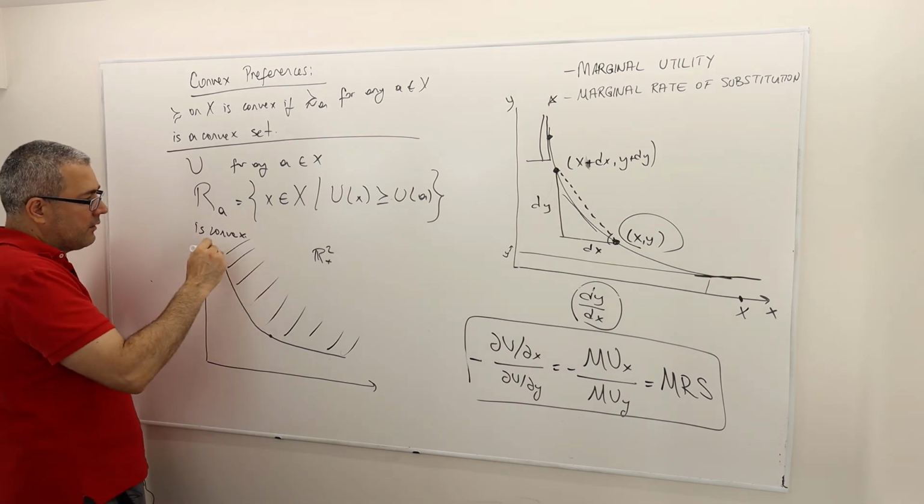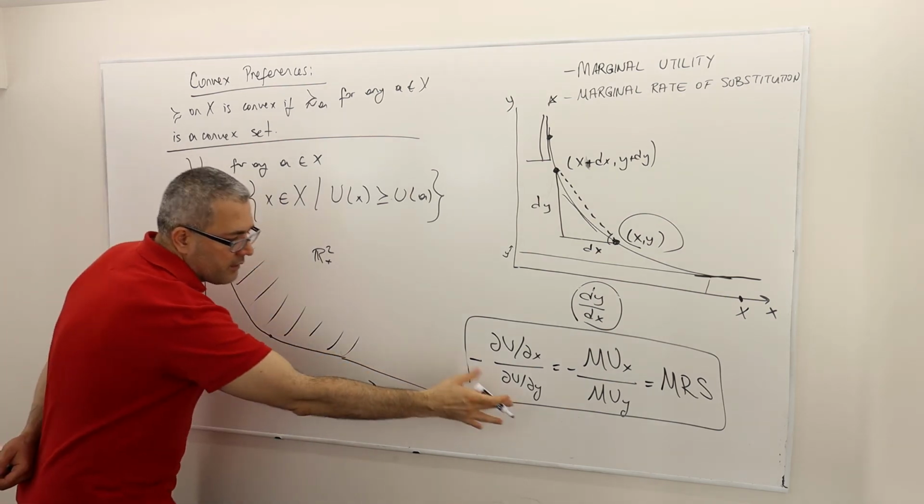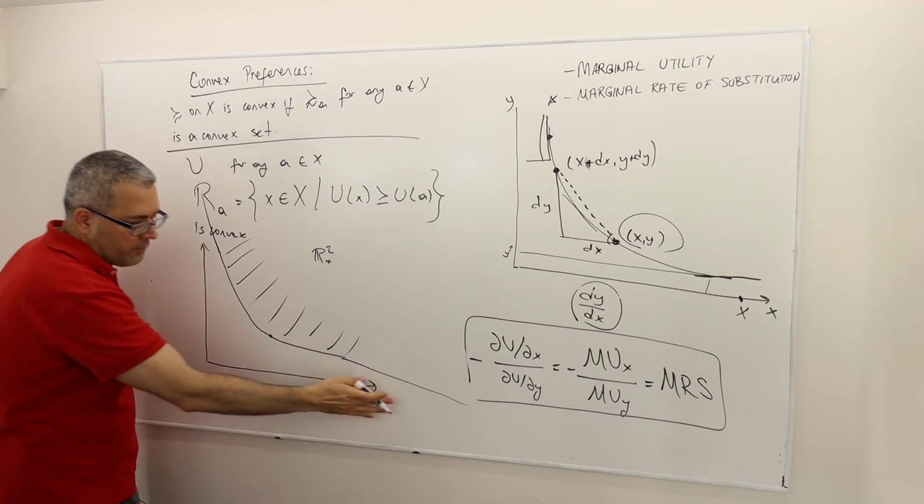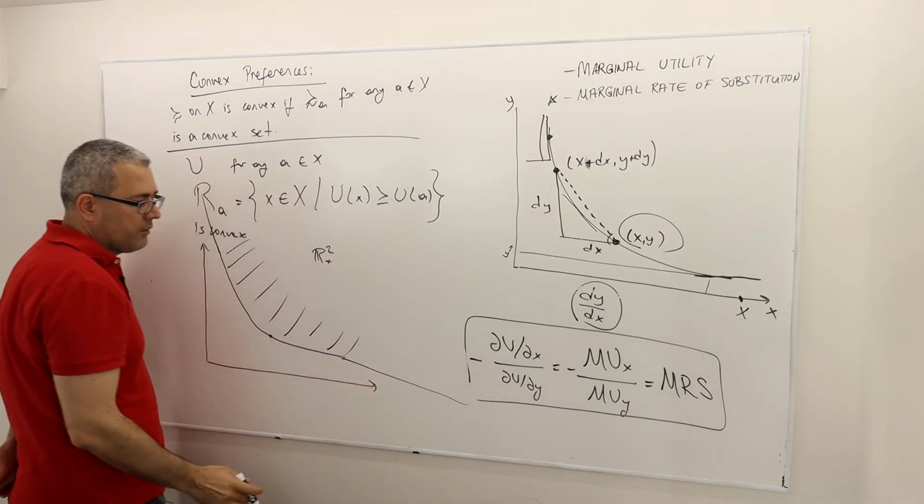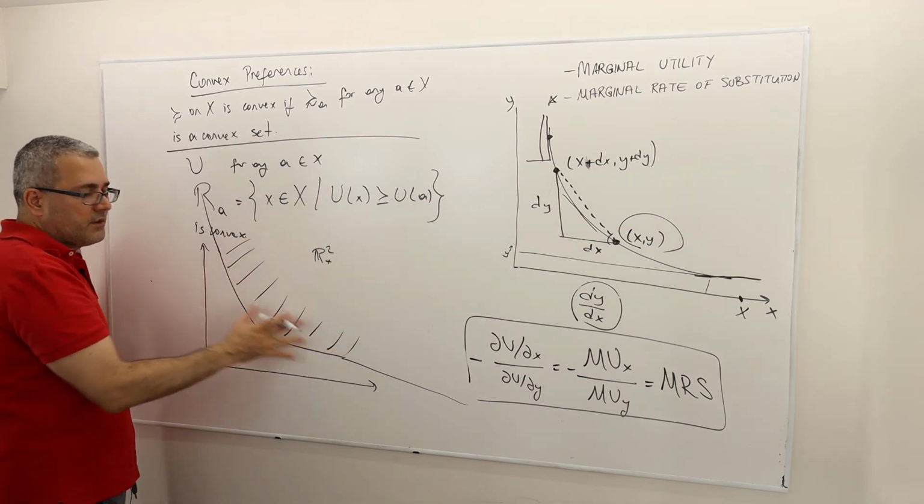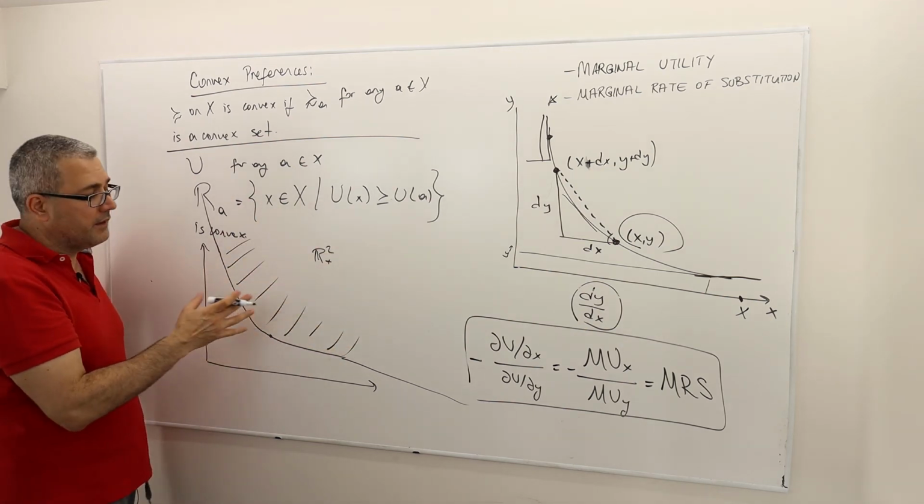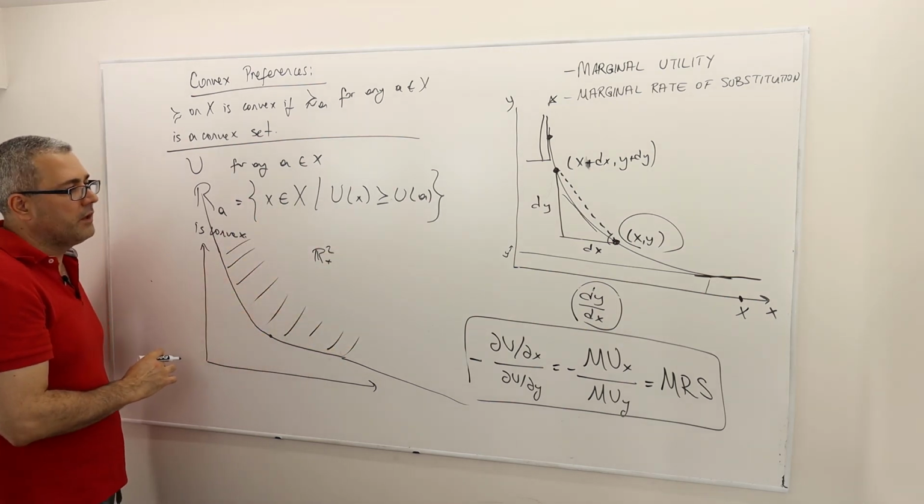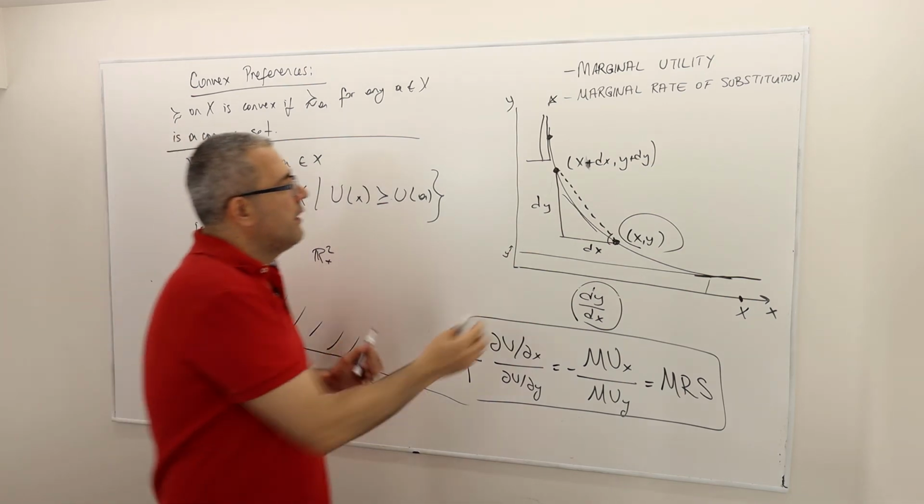And this set goes all the way up to infinity. Of course, it never touches the horizontal axis, so it's just exaggerated a bit. So this set is clearly convex. At least visually, it's obvious to show that it is convex.